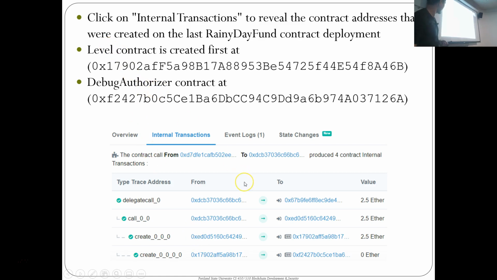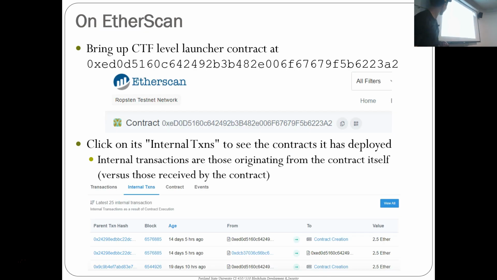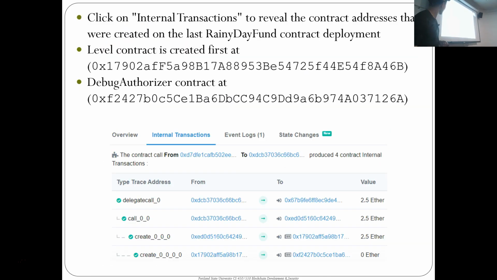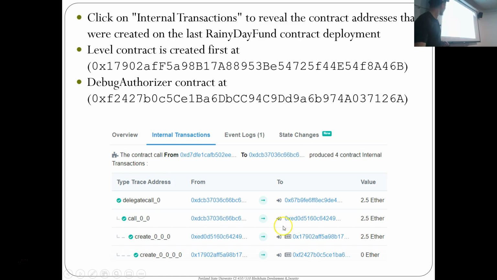In this particular case, where is my contract address? Oh, I don't show it here. You can see that the contract that gets created has this address, 17902AF. And then if you go into the internal transactions, this particular transaction also creates a debug authorizer contract, F24227B0. So you see that the 2.5 ether goes to the level contract.